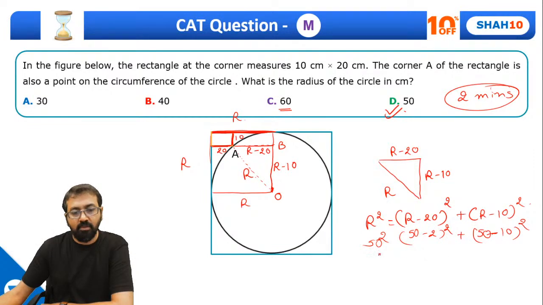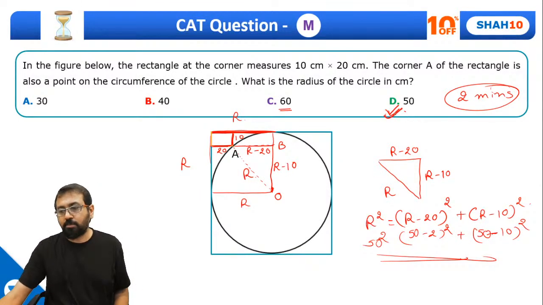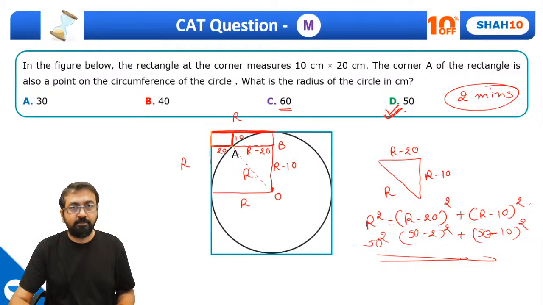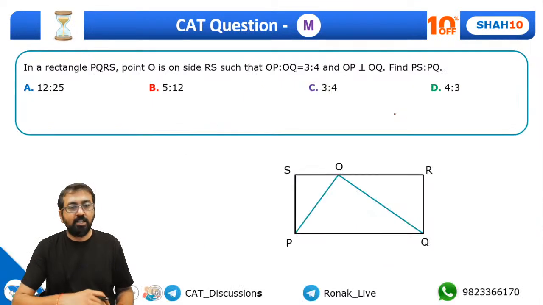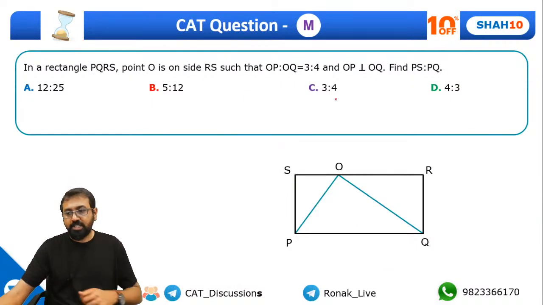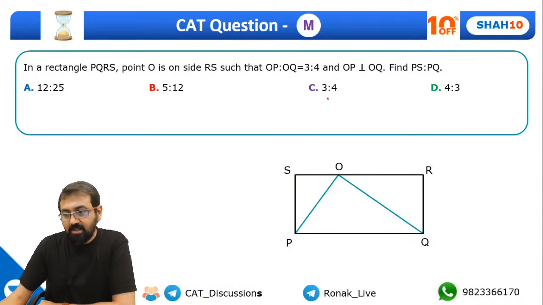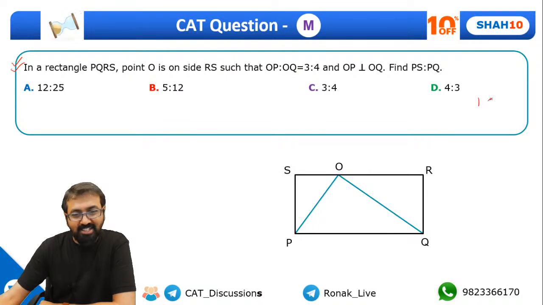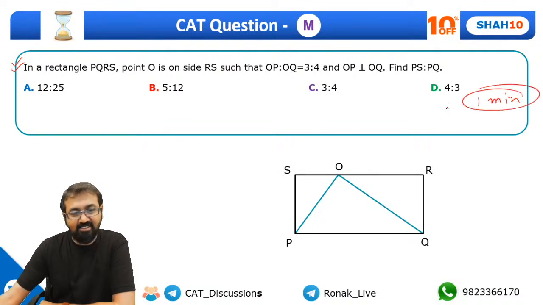Yes or no? The moment you look at it, you can figure out it has to be 50. There's no other option. Correct. Have you all understood this? Great. So let's try one more question. Try this question, everyone. Again, it's a simple CAT question. I believe 1 minute. Chalo, let me make it 2 minutes.